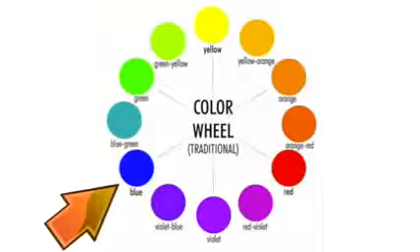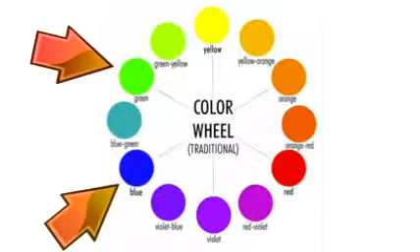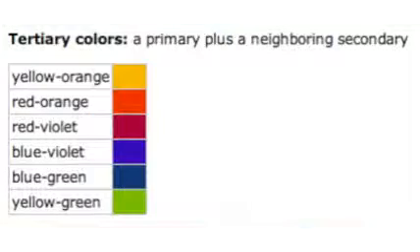If we mix two primary colors, we end up with what's called a secondary color. Yellow and red making orange, red and blue making purple, and blue with yellow will give you green. Those being our secondary colors. Lastly, our tertiary colors are made up of one primary color and one secondary color. So if we take one primary color with a neighboring secondary color, we end up with what's called a tertiary color, which would be yellow-orange, orange-red, red-violet, violet-blue, blue-green, and green-yellow.